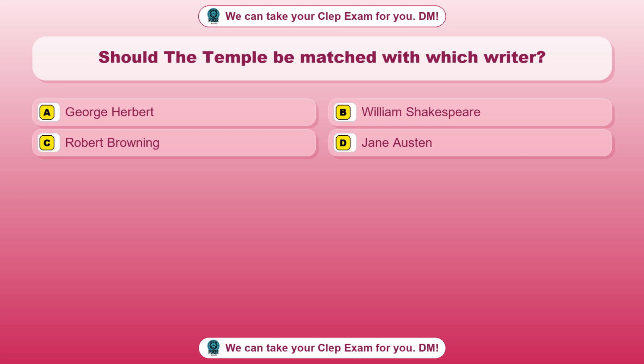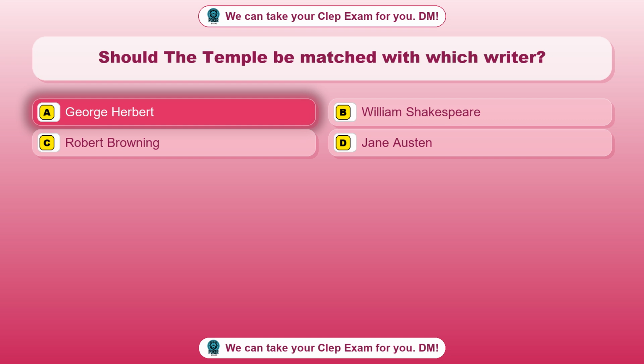Question 58. Should The Temple be matched with which writer? Option A. George Herbert. Option B. William Shakespeare. Option C. Robert Browning. Option D. Jane Austen. The correct answer is option A.